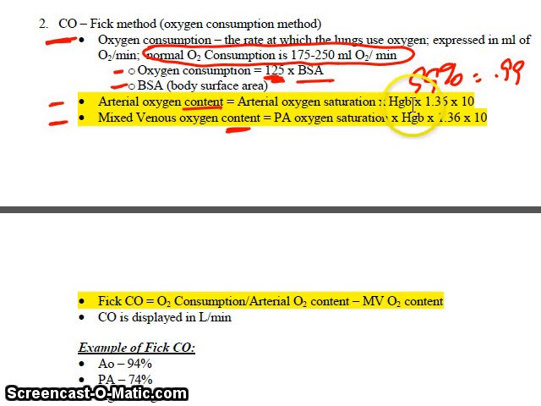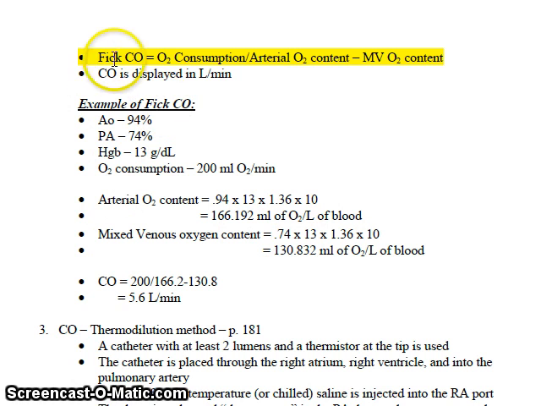The other variable that they will give you is the hemoglobin. Then you will take this 1.36 and this 10. These are the constants. This 1.36 and this 10 will be constant for every problem that you work that involves arterial oxygen content and mixed venous oxygen content. Now I've scrolled on down to the actual formula for the Fick cardiac output formula. The Fick formula is O2 consumption divided by arterial oxygen content minus mixed venous oxygen content.